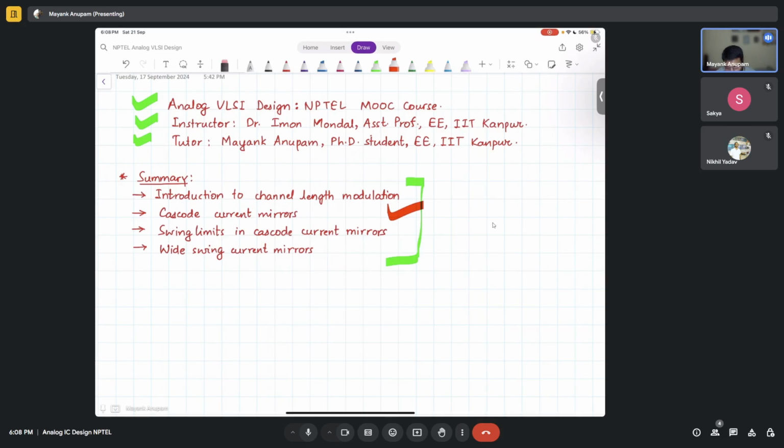Once we saw what a cascode is, after that we looked at what the swing limits are in any cascoded topology, right? And after that we looked at a variant of cascoding, which is wide swing cascode current mirrors. We looked at it also, which can tolerate much larger swing at its output compared to a simple conventional cascode.